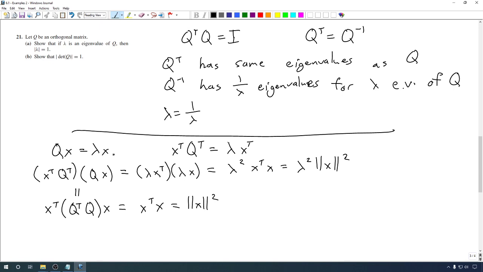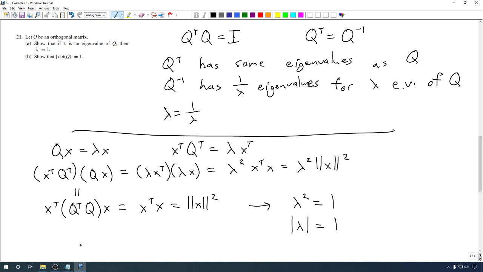So we know that we can find an x that's not 0, so that means the norm of x is not 0. So that means that lambda squared has to equal 1 for this to be true. If we take the square root, well, we have to take absolute values when we take the square root, so the absolute value of lambda is equal to 1. And that's what we wanted to show.